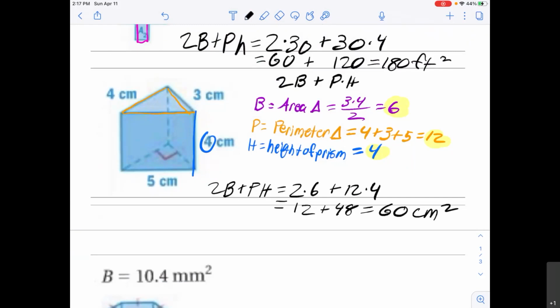So all we're doing here is going very, very carefully through each step, finding the area of the triangle and the perimeter of the triangle, which are both things we know how to do, and then looking for the height of the prism, and then filling in this formula. Again, this is a formula that you will be given on any assessment. So as long as you remember what everything stands for, you're going to be okay.